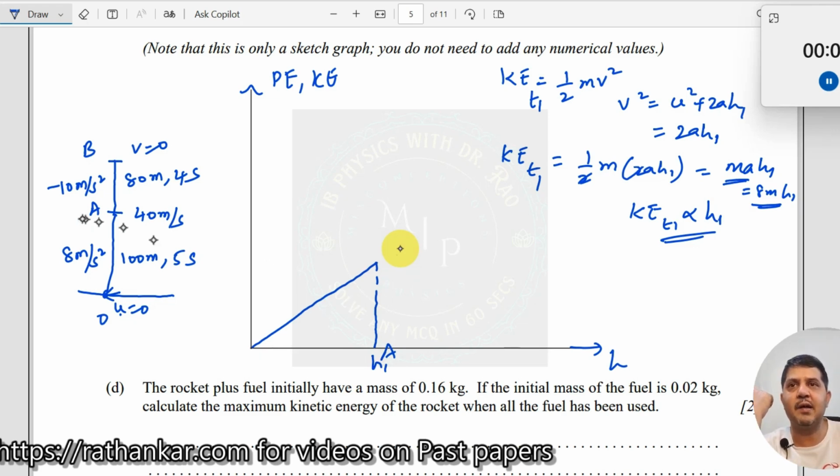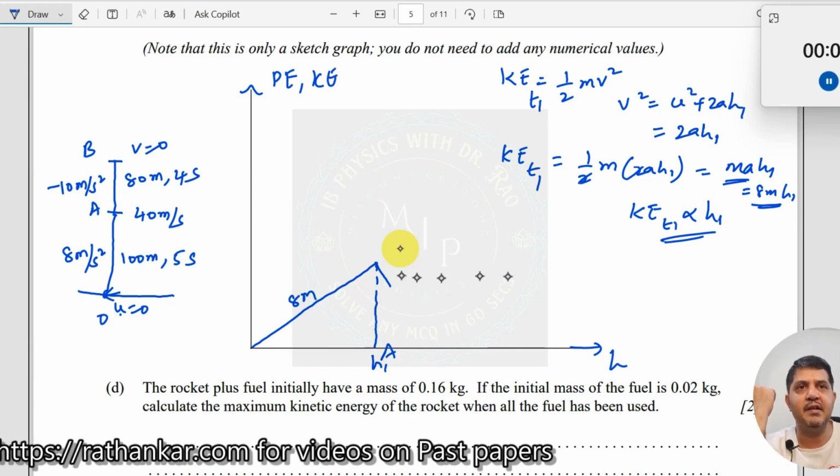Now after this, what happens? The 40 meter per second now reduces to 0 meter per second. There is a deceleration, which means what? When the velocity decreases, kinetic energy also decreases. So this means the kinetic energy should now decrease like this. Now how should it decrease? See, the way it increased, the slope here is going to be 8m. The slope at which it decreases should be much more steeper.